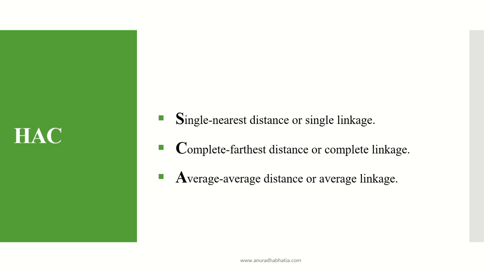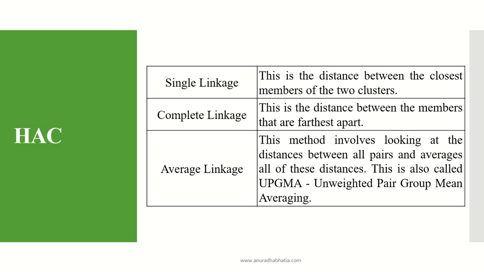It uses three formulas, that is the single nearest distance or single linkage, complete farthest distance or complete linkage, average distance or average linkage. Let's see what are these three techniques. Single linkage, this is the distance between the closest member of the two clusters. So it uses the formula of min distance, that is the minimum distance. Complete linkage, this is the distance between the members that are the farthest apart. So it uses max distance.